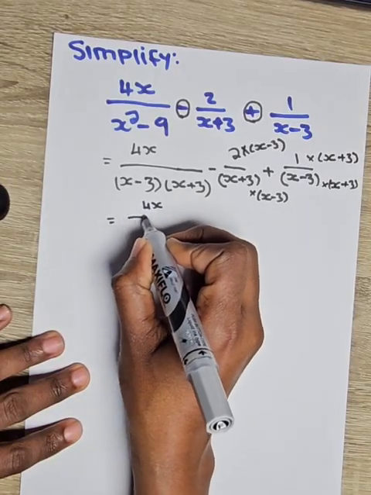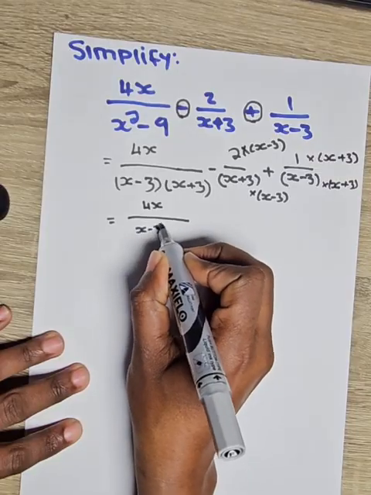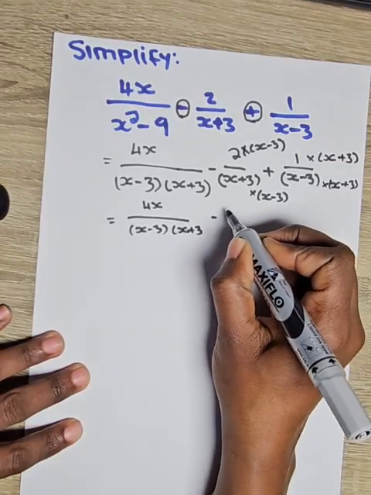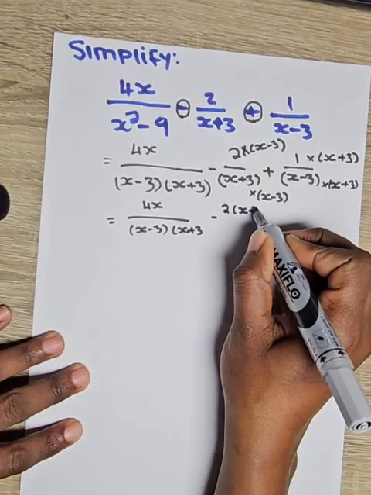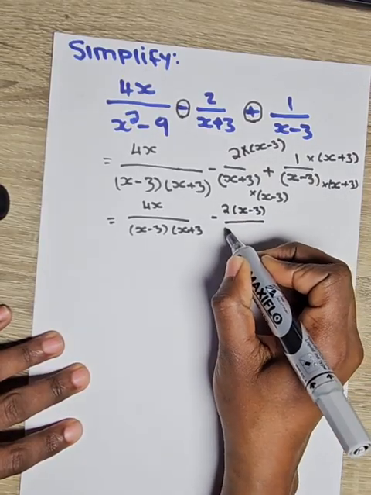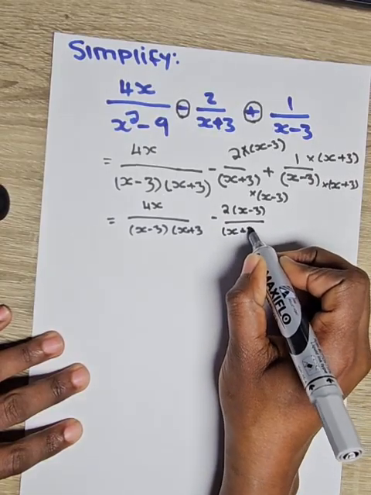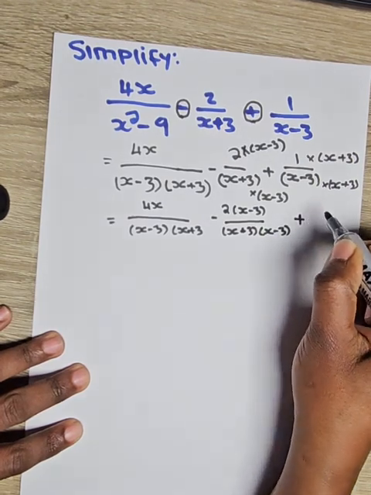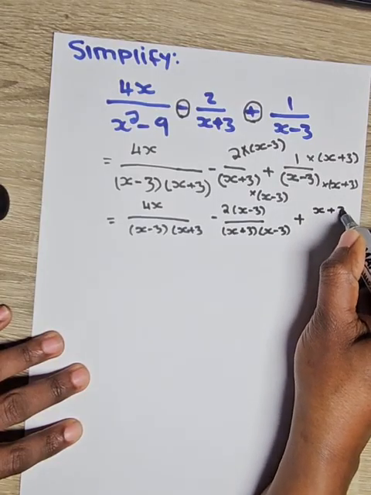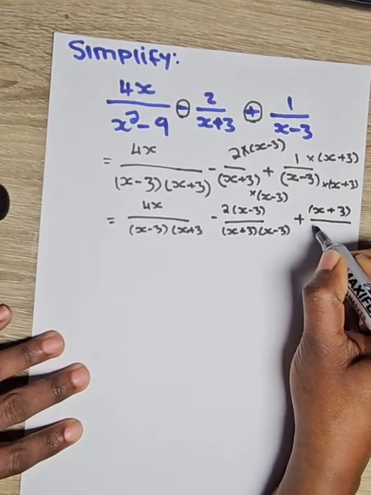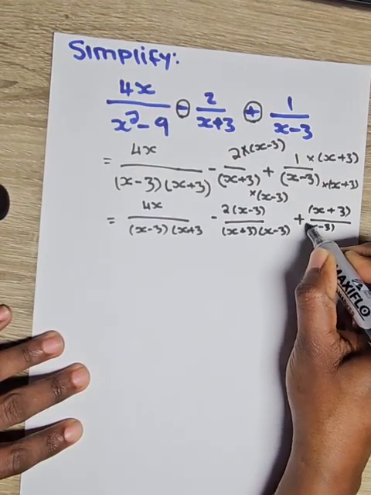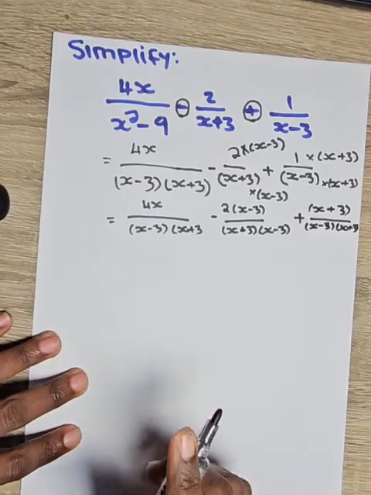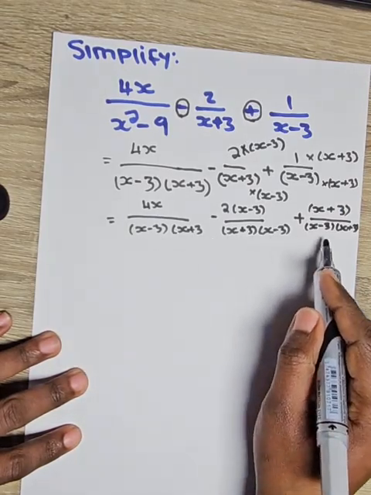This simplifies to 4x over x minus 3 times x plus 3, minus 2 times x minus 3 over x plus 3 times x minus 3, plus x plus 3 over x minus 3 times x plus 3.